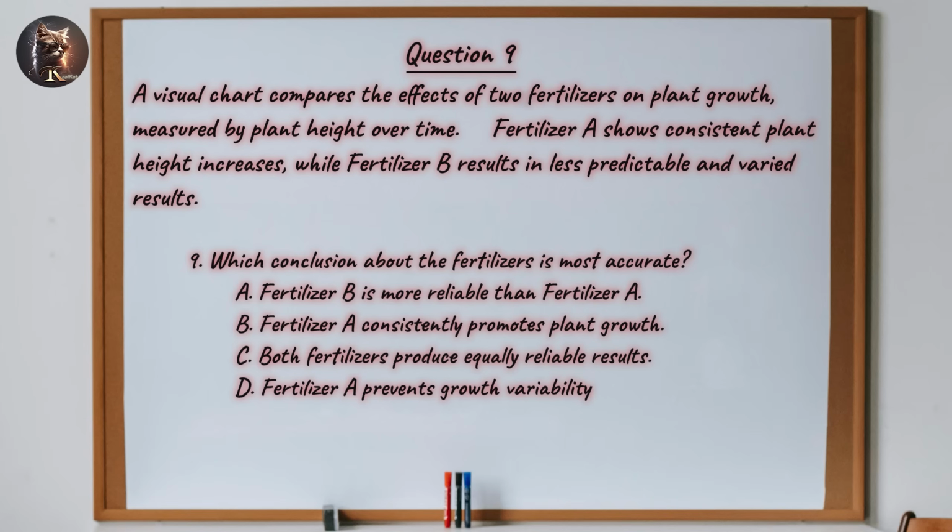Pause again and reflect carefully. Which answer most accurately matches the information we have? If you selected option B, that fertilizer A consistently promotes plant growth, then you're exactly right. Fertilizer A reliably helps plants grow at a steady rate, according to the data provided. Great job!